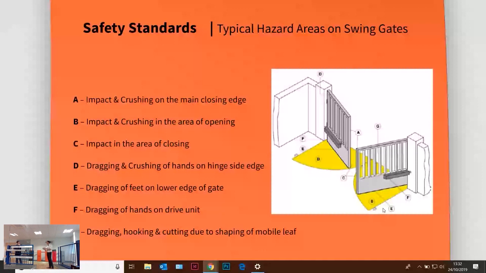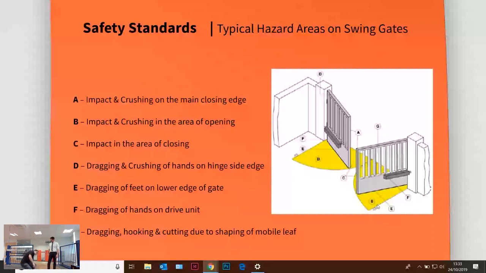And what's that gap there that you've got? We're usually looking at, in terms of the gaps, which we'll look at in more detail later, between 25 and 100 mil. Okay. But when we go into that particular slide, you'll see it a little bit easier. Perfect. Then lastly, you've got dragging of the feet on the lower edge of the gate.